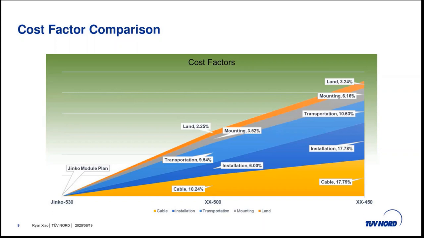And when you compare with the other one, which was much lower, 450 watts, you can see this value is even much more than the middle one. The cable is 70% and the installation is 70%, transportation 10%, mounting 6%, land is 3%.